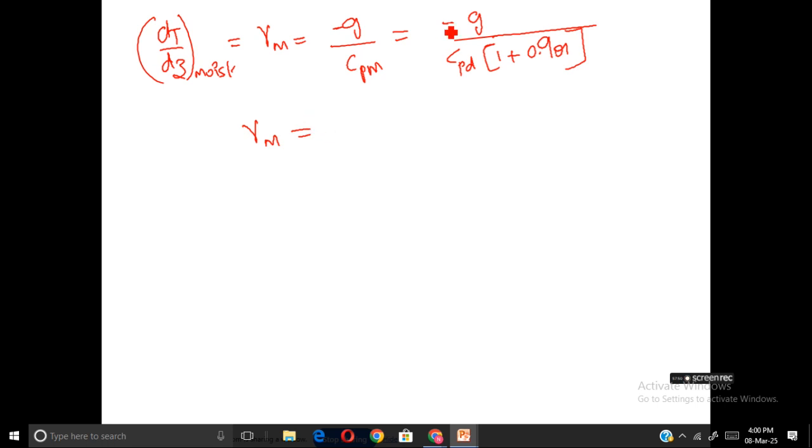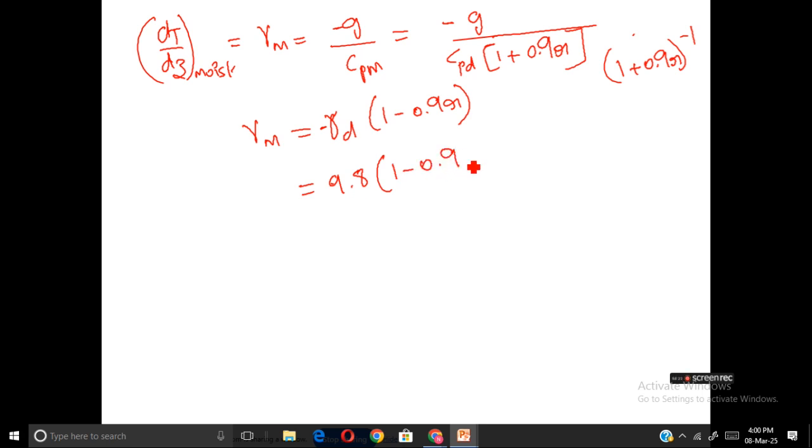So gamma m will become G by Cpd, which is the dry adiabatic lapse rate that we are already familiar with, minus gamma d into, if we expand this, (1 plus 0.9 W) raised to minus 1 in terms of binomial expansion. If we only take the first term, it will be minus gamma d into (1 minus 0.9 into W). We already know the value, which is 9.8 into (1 minus 0.9 into W), and this will be the value.